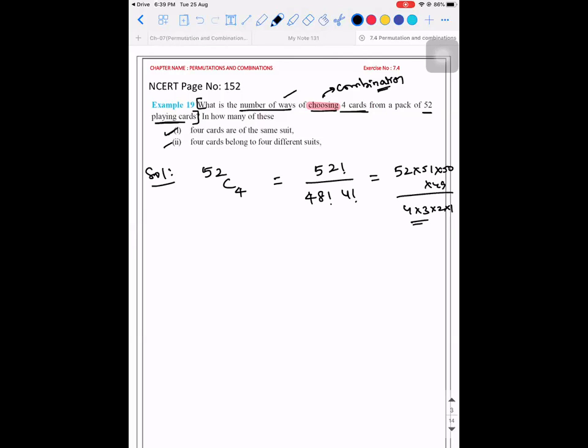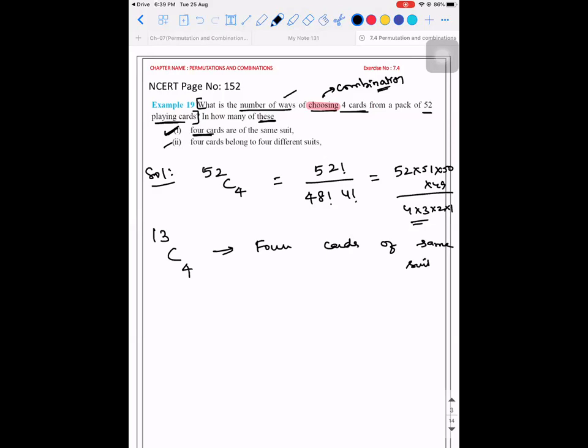Next. Now they are imposing a condition. In how many ways are these 4 cards of the same suit? Same suit in the sense, design. So, sir, 13C4. Yes. You will have 13 cards of the same design. So 13C4. These are the number of ways of choosing 4 cards of the same suit.